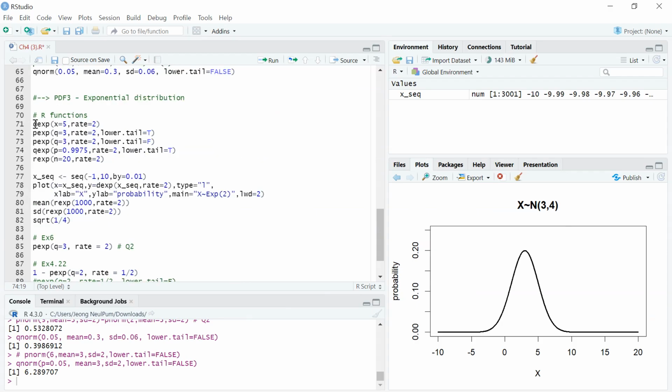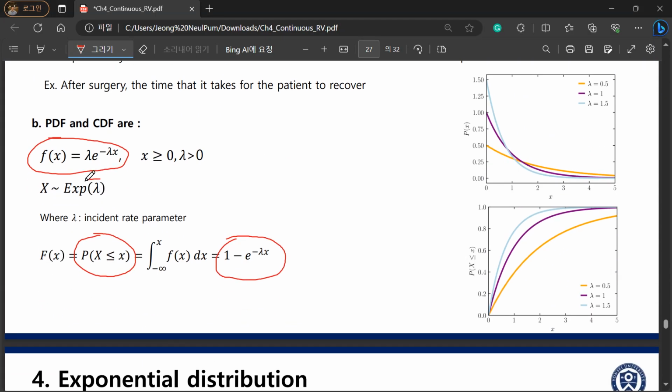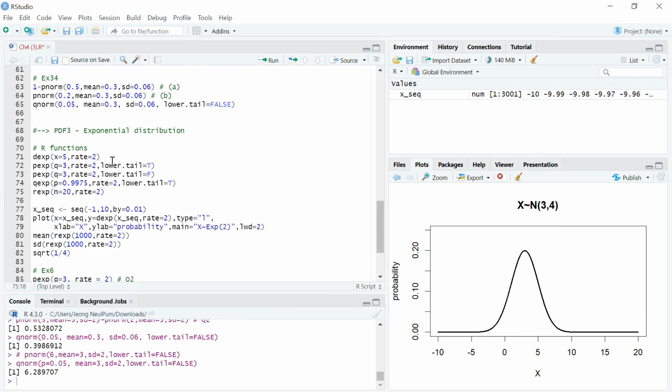And as you can already anticipate, there are also the d, p, q, and r functions for the exponential distribution, whose names are dexp, pexp, qexp, and rexp. Because the exponential distribution only needs one hyperparameter, lambda, what we have to put in as the hyperparameter is the rate. And this is our target value from each function.